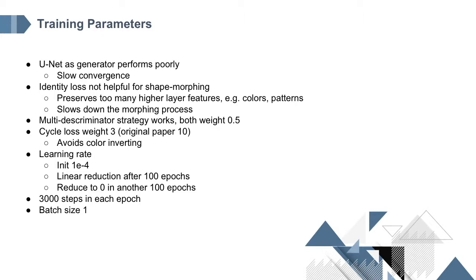The learning rate and learning rate decay strategy from the original paper still work and solve the problem acceptably in terms of speed and quality. We will continue to use 10 to the power of -4 as the initial learning rate, and linearly reduce it to 0 after 100 epochs, during another period of 100 epochs. For each epoch, there are 3,000 steps, which means we will randomly choose 3,000 images of cats and 3,000 images of dogs for each epoch. And the batch size we're going to use is 1.